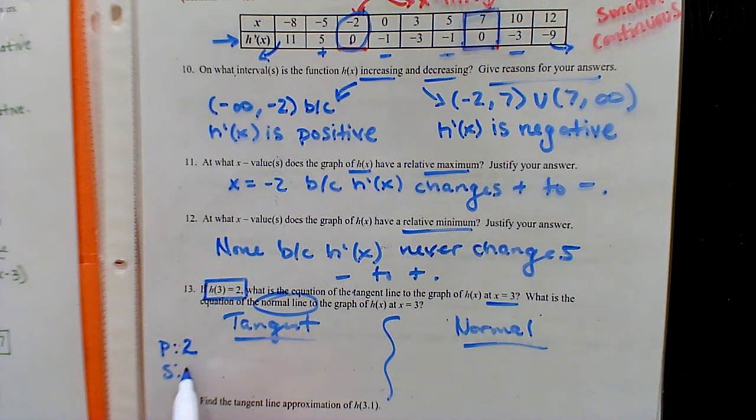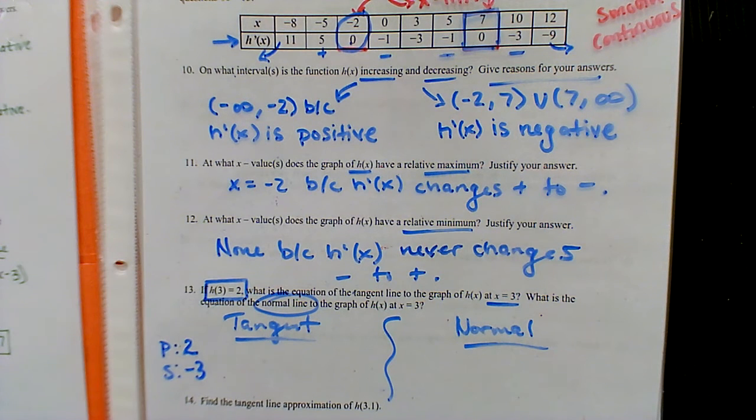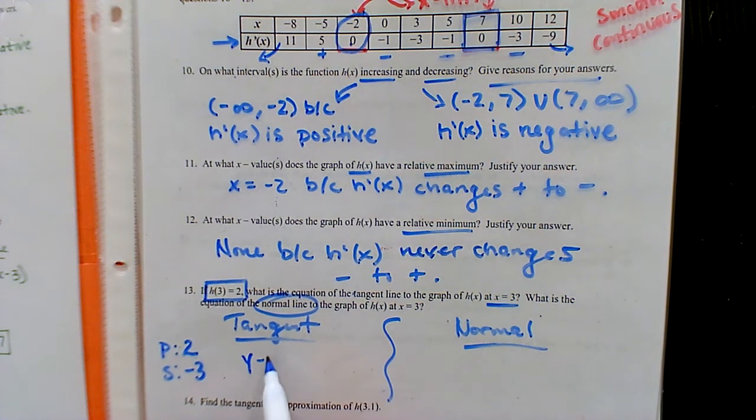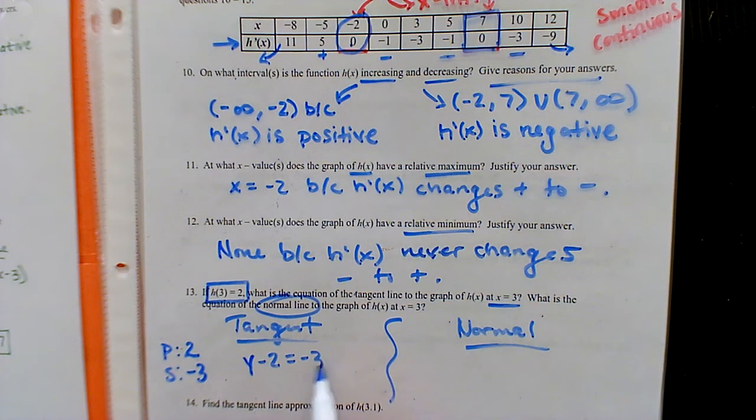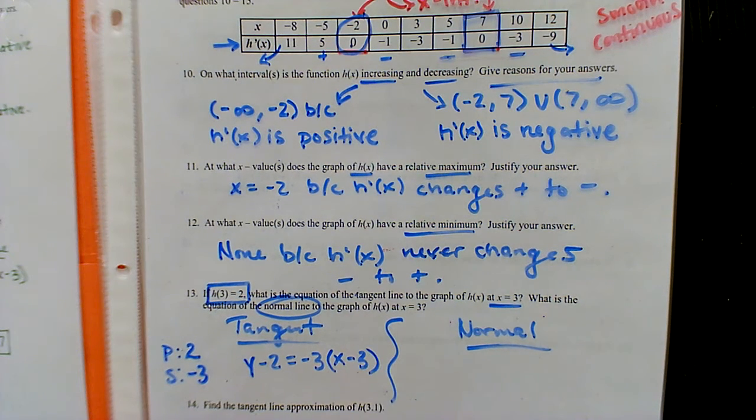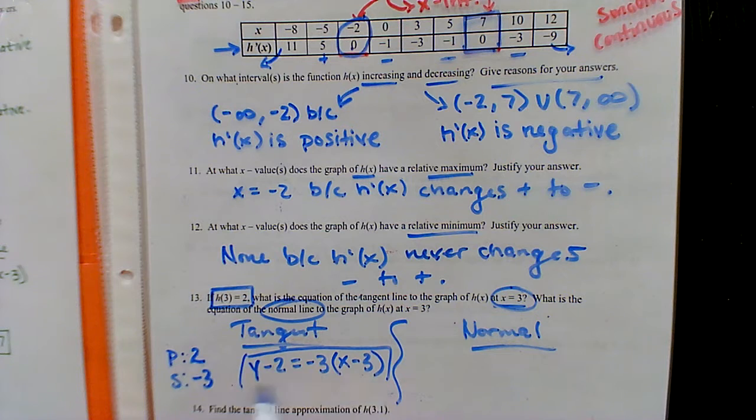Yeah. -3. How'd you get that? From the table. That's from the table, right? The derivative's at the top. It's representing the table. So tangent equation, y minus 2 equals your slope times x minus that x location of 3 that we were using.